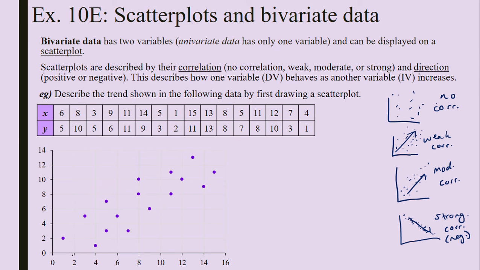So in this particular scatter plot, we have what I would describe as a moderate. If I was to draw a line straight through the middle as well, they're not all super close to the line. So I would say that I have a moderate, positive correlation, because it's moving in a positive direction.